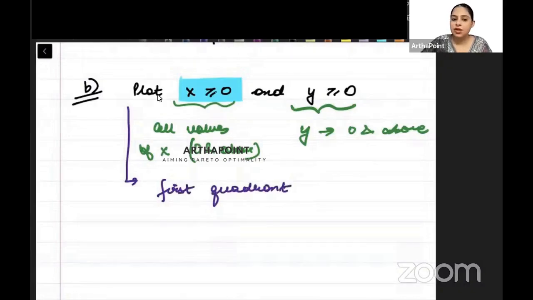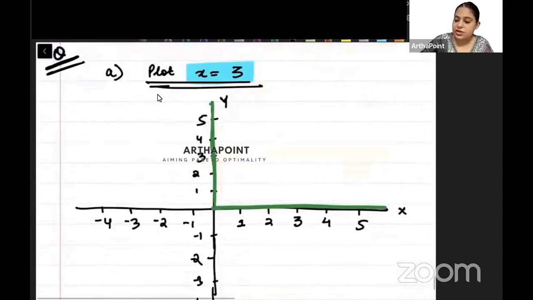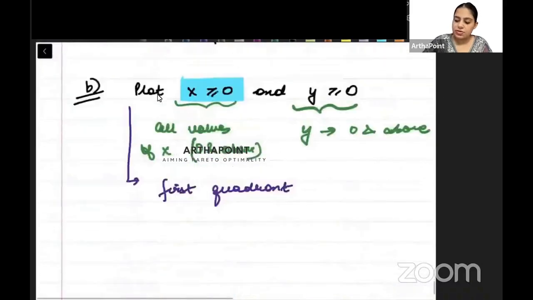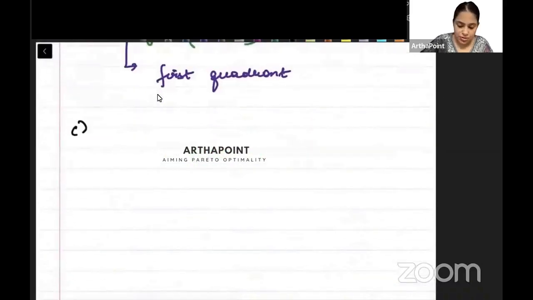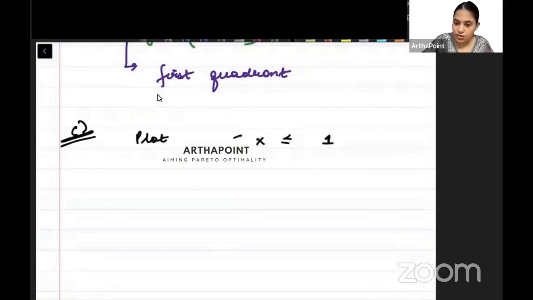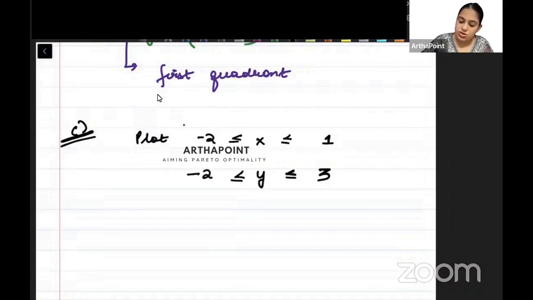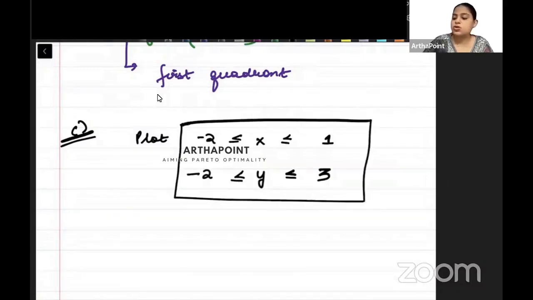Clear, beta? ठीक है. Now let's look at the third question. So I will just remove this. अब हम let's look at the third part. So plot x less than equal to 1 greater than equal to -2, y greater than equal to 3, less than equal to 3 greater than equal to -2. इसको हमें एक साथ प्लॉट करना है. We need to plot this.